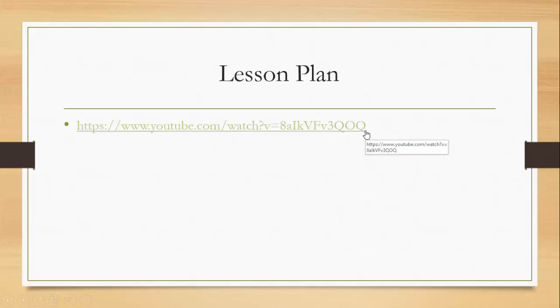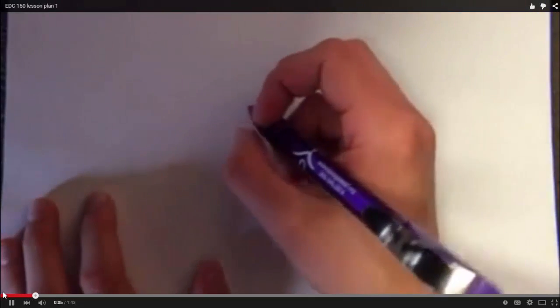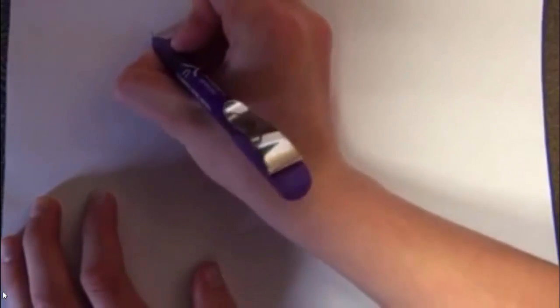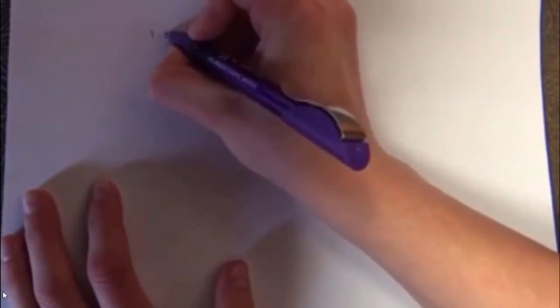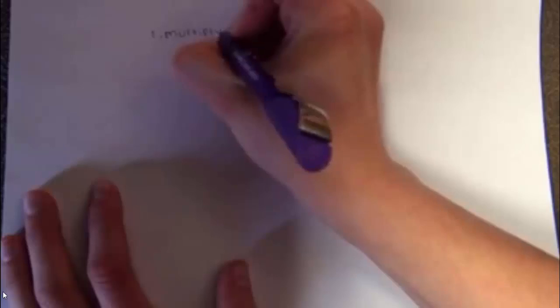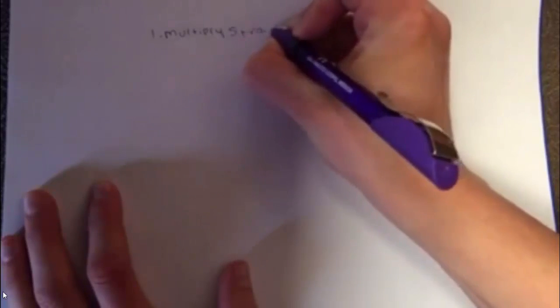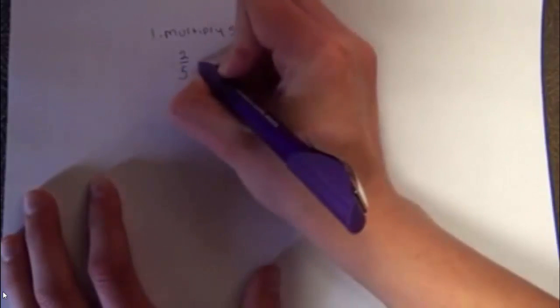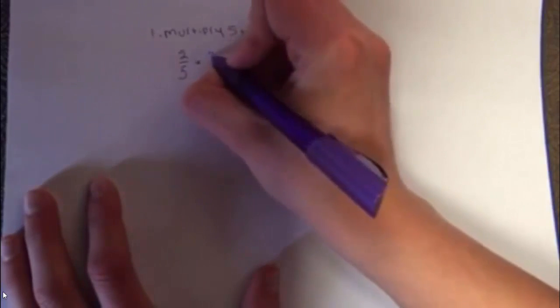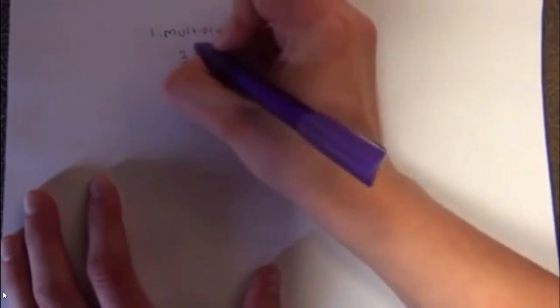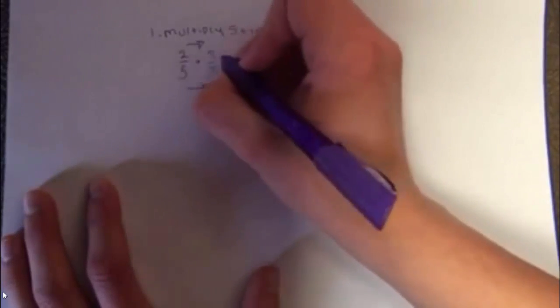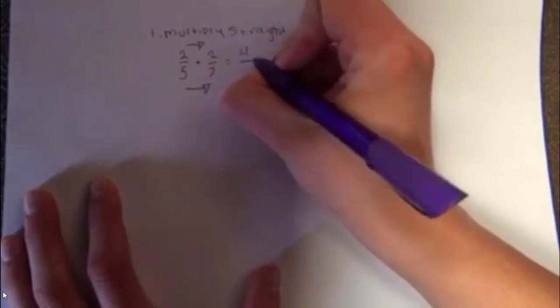Hello. Today we are going to learn how to divide fractions. But first, let's review what we already know. Our first rule was to multiply straight across. So this means if I had a fraction, like 2 over 5, we are going to multiply that by 2 over 7. And we would get, because we have to multiply across the top, multiply across the bottom, 2 times 2 would give us 4, over 5 times 7 is 35.